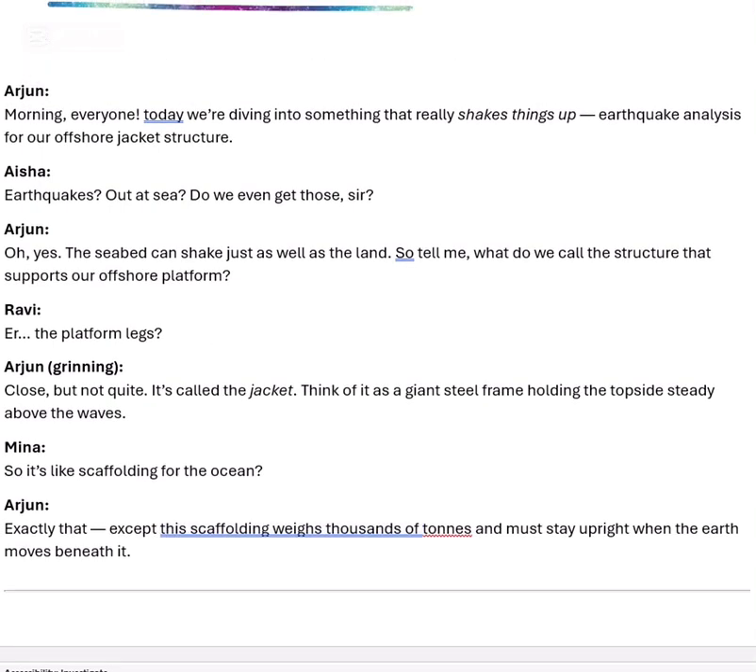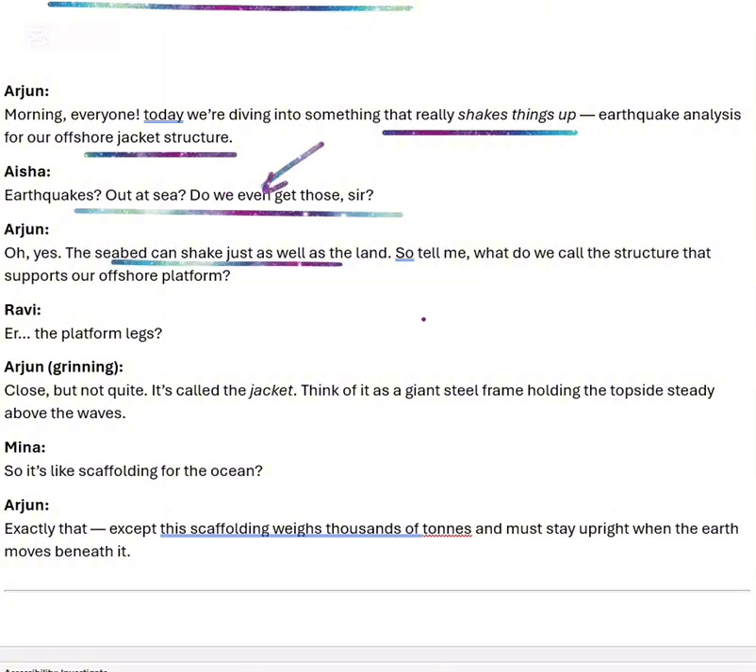Good morning everyone. Today we are diving into something that really shakes things up: earthquake analysis for offshore structures. Earthquakes out at sea? Do we even get those? Yes. The seabed can shake just as well as the land.